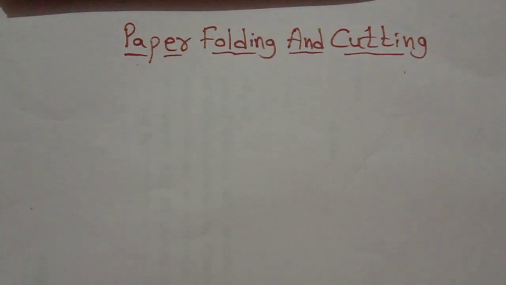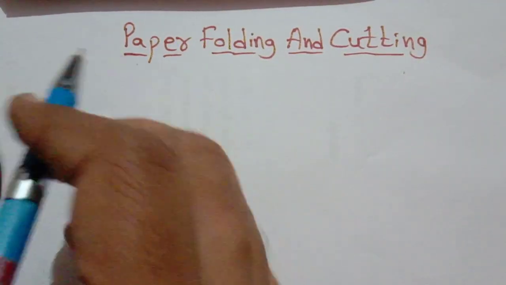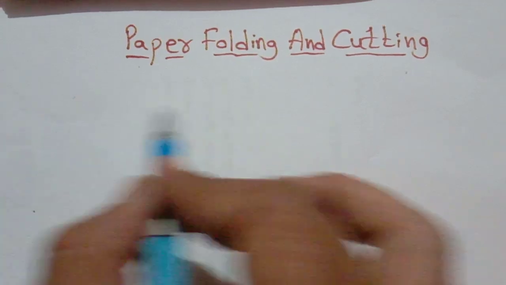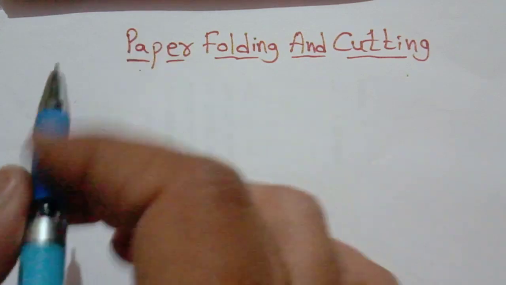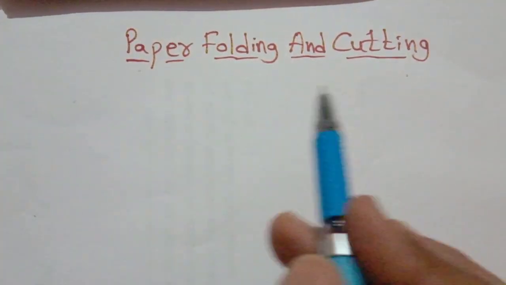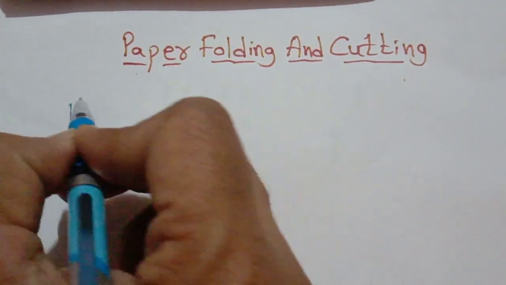Regarding paper cutting, students, there are 4 questions in the exams and each question carries 1.25 marks, so the 4 questions total carry 5 marks. Let us see the concept of paper folding and cutting. They will give 3 problem figures and after that 4 answer figures, and we have to find out which is suitable.